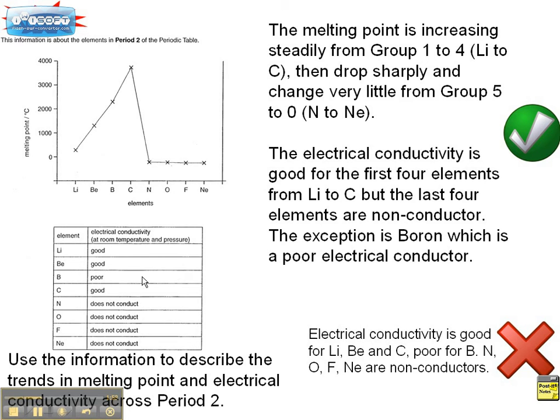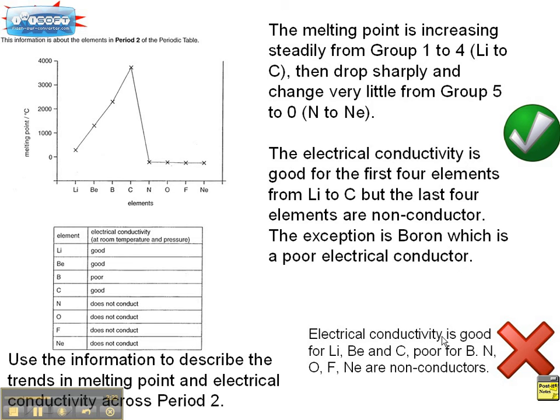Okay, so for explaining a table, make sure you explain the trends and then highlight the exception. For example, this is the model answer. The electrical conductivity is good for the first 4 elements, but the last 4 elements are non-conductors, and after that you have to mention the exception. The exception is boron, which is a poor electrical conductor.